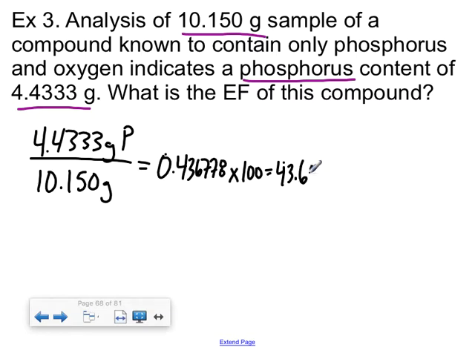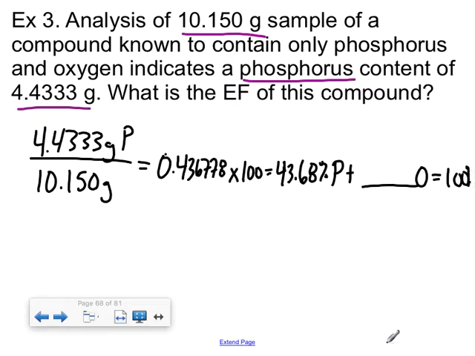43.6, I'm going to round up, 8% is phosphorus. Now, this compound only has phosphorus and oxygen, so can I figure out my percentage of oxygen? Absolutely, because this value, P plus oxygen, has to equal 100 percent.